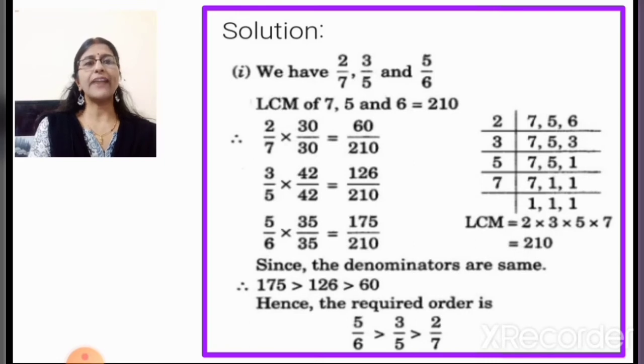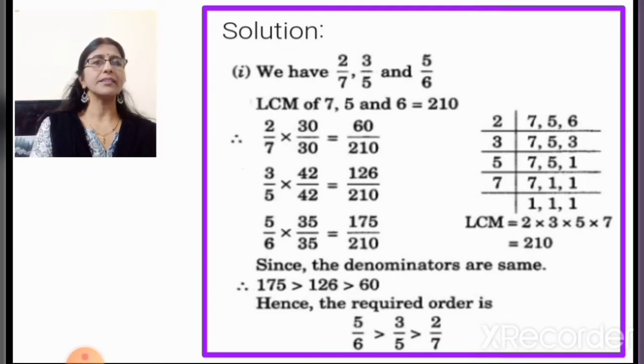Then next we'll take 5. 7 we'll write as it is. 5 1s are 5. And the last one was already 1, so we'll write 1 again. And then next we will take 7. So 7 1s are 7 and the other 2 are 1. We'll write 1 1.